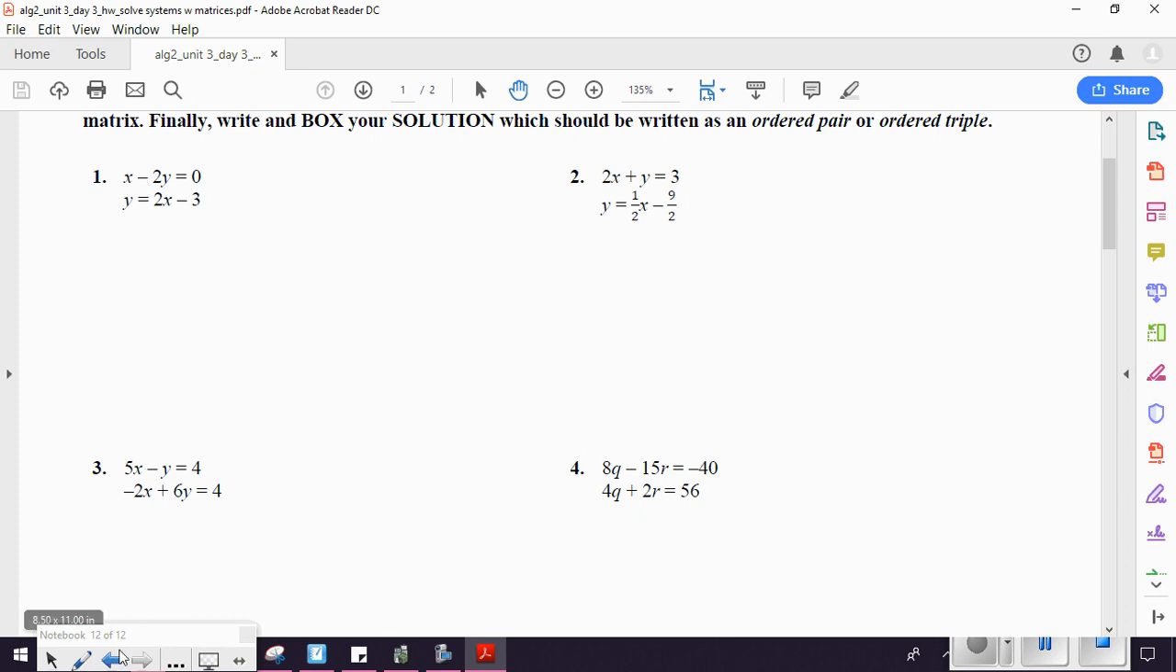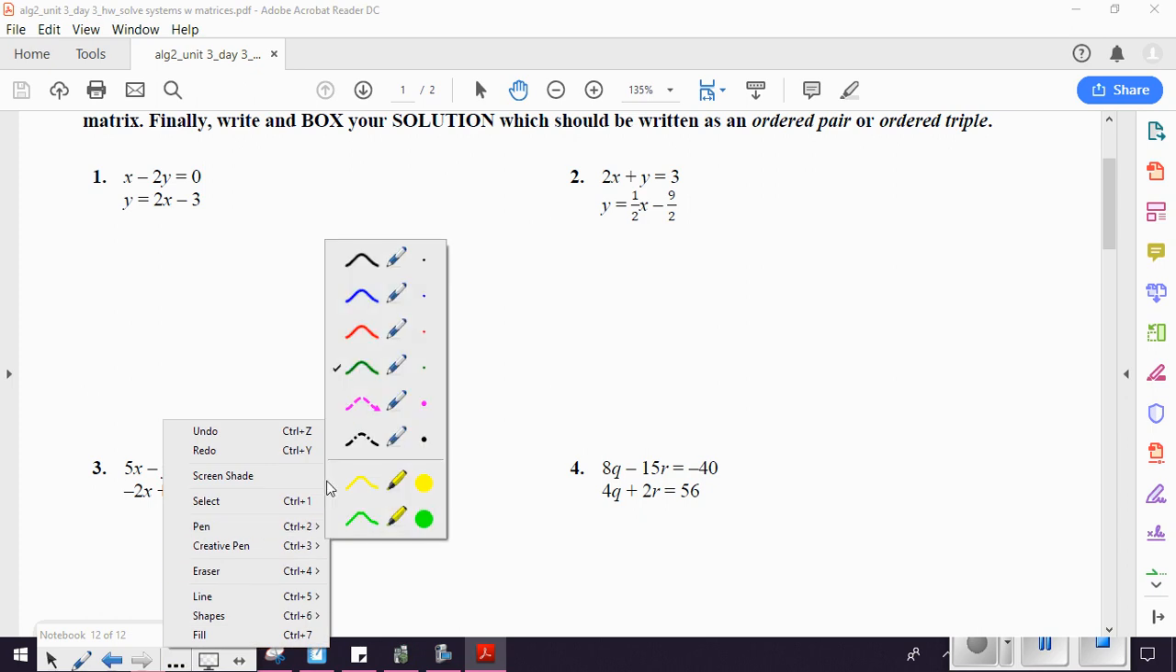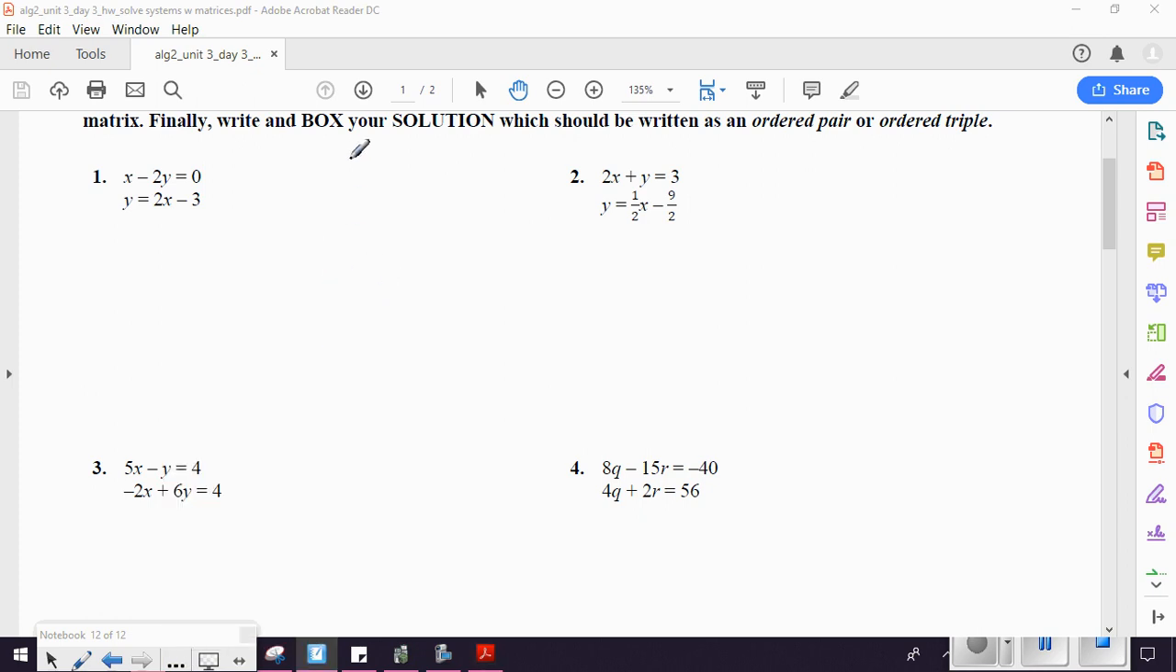So on number 1, I noticed that the second equation is not written in standard form. The first equation is fine, so let's just rewrite it. X minus 2y equals 0. Let me curl my y. There we go, so it doesn't look like a 24.